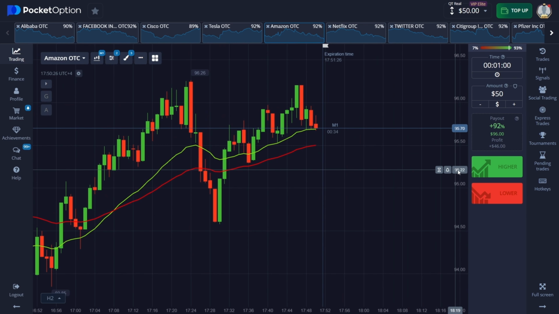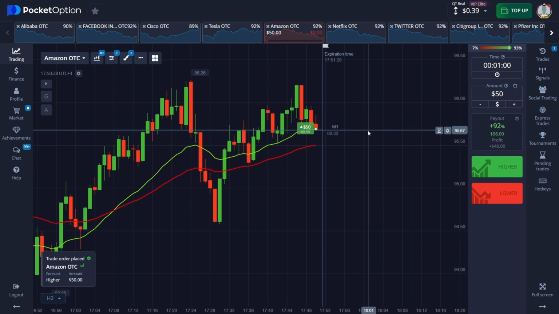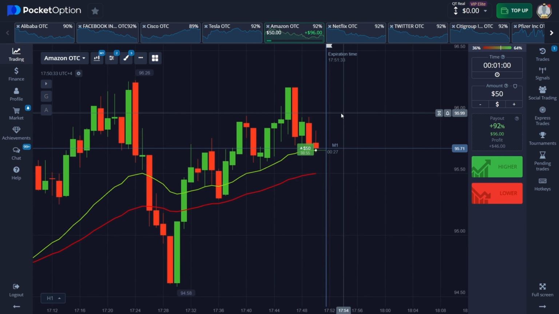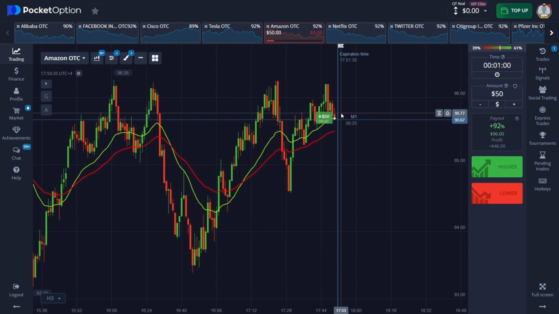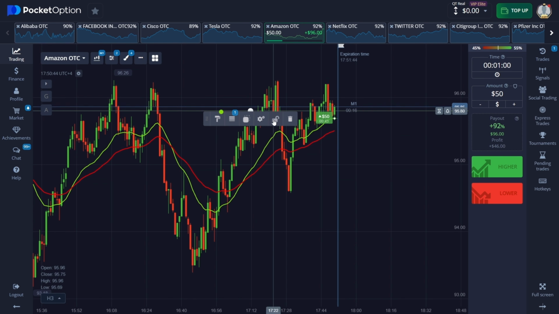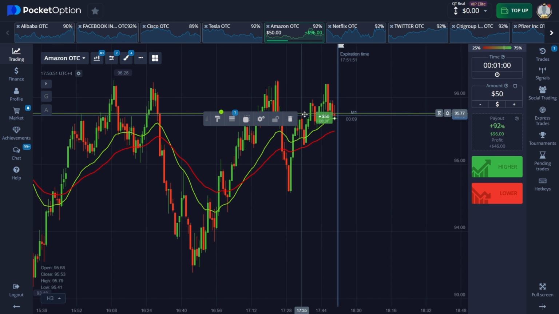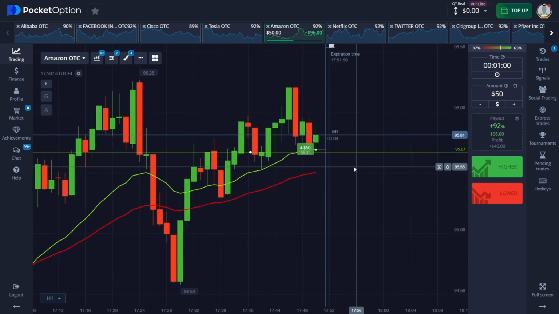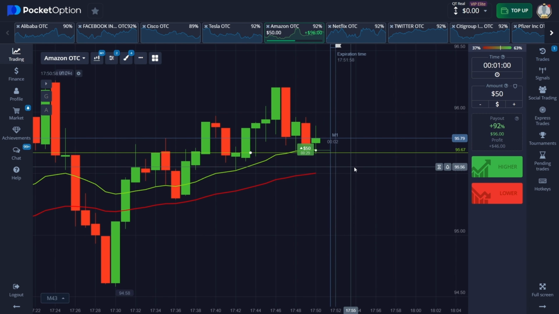We have a trade on Amazon OTC, where I placed a trade for an upward move from the moving average for $50. You can also see a bit of support from the moving average. Let's see if we can win or not. There are still 30 seconds left, and the trade is in our favor.